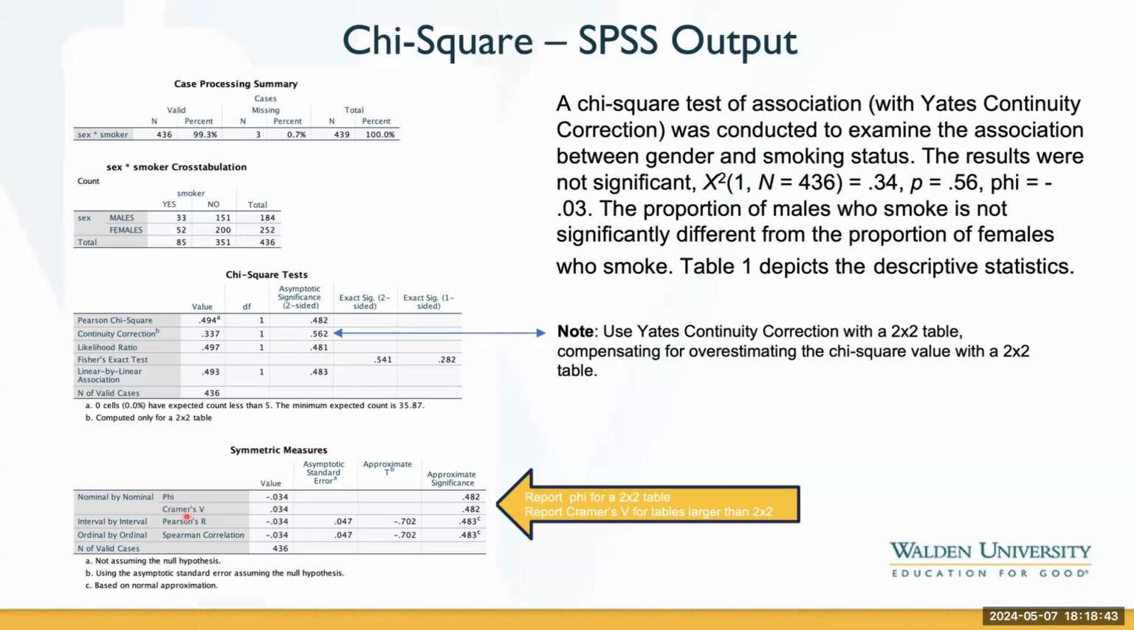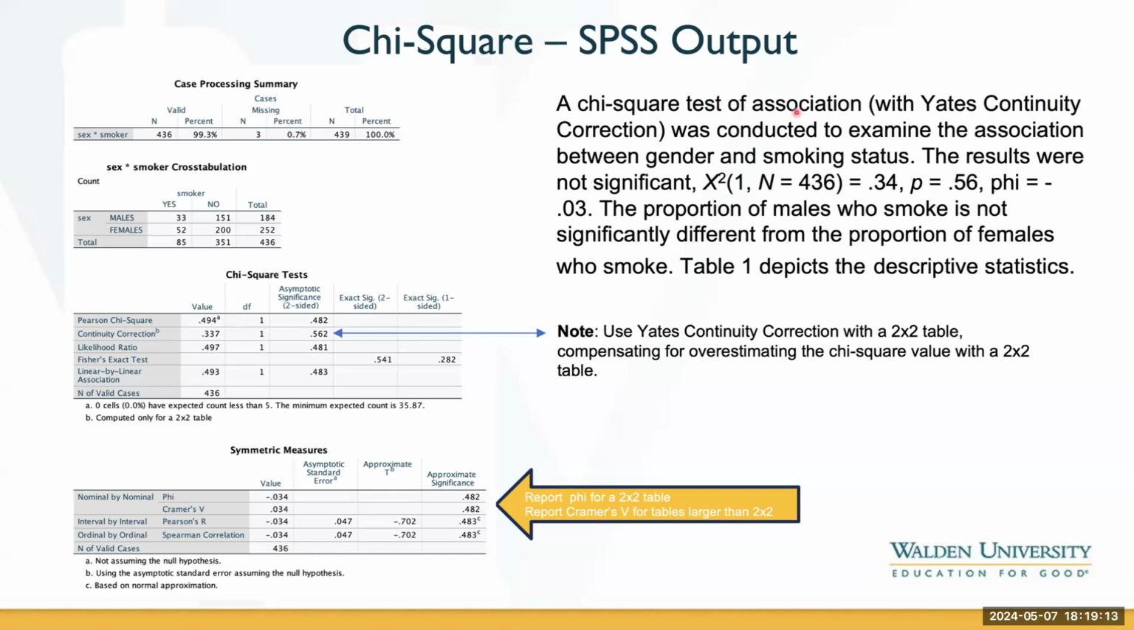Now, remember, if you had a table larger than a 2x2, then you would report the Cramer's V. Now, how do we write that up? As we did all the other tests, we just basically state what we did, a chi-square test of association. And I just like to put with Yates continuity correction, and that just lets me automatically know that I did a 2x2. You could even say a 2x2 chi-square test of association. There's a lot of ways to do this.